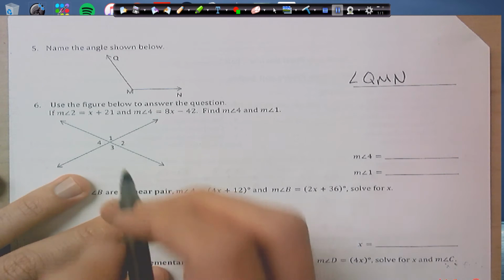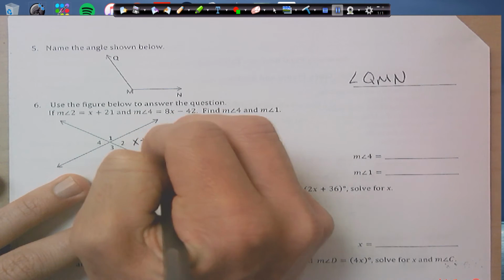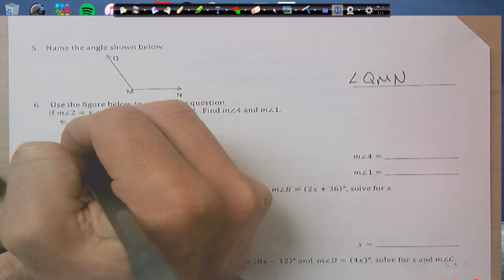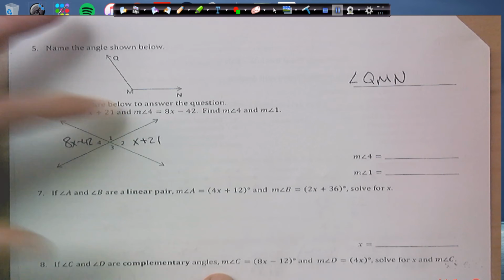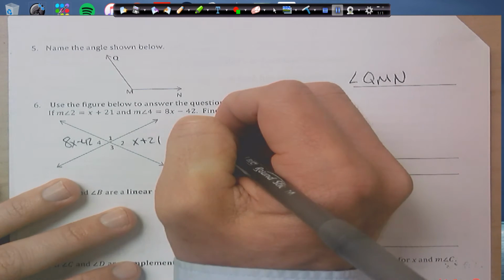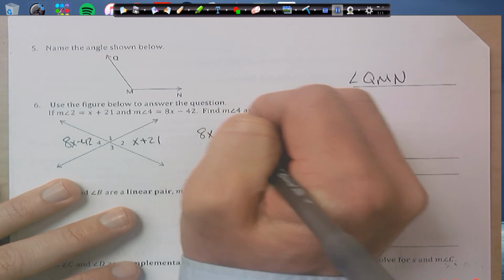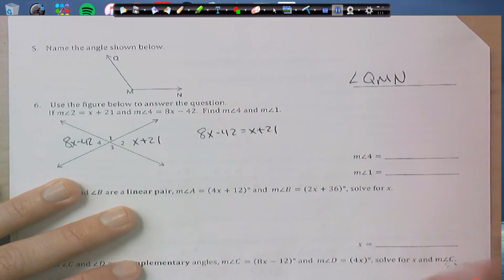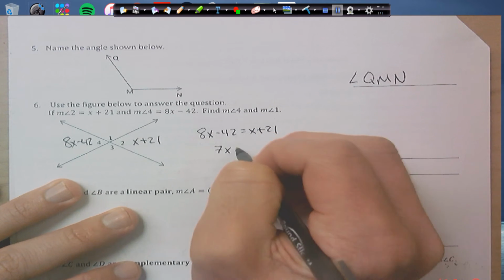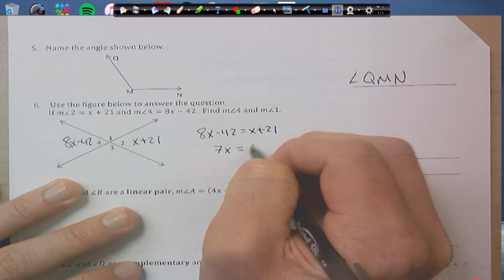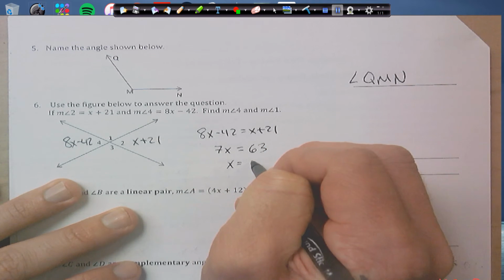We got angle 2 is x plus 21. Angle 4 is 8x minus 42. Okay. I want to find angle 1. I first have to find x. So these are vertical angles, so I can set them equal to each other. I'll go ahead and solve, subtract the x, add the 42. We get 7x equals 63. X equals 9.